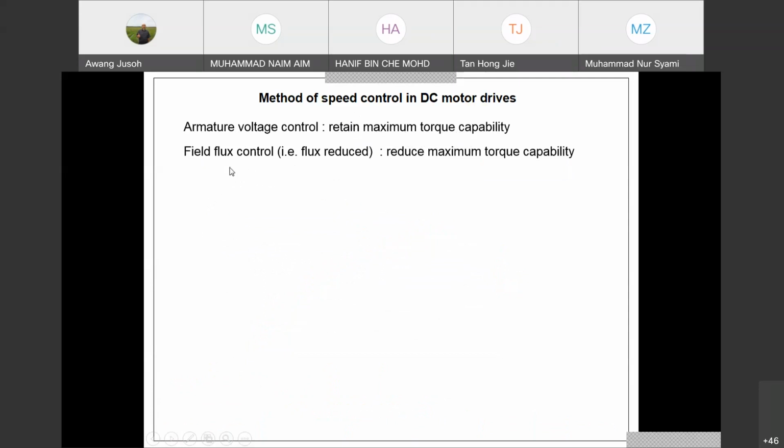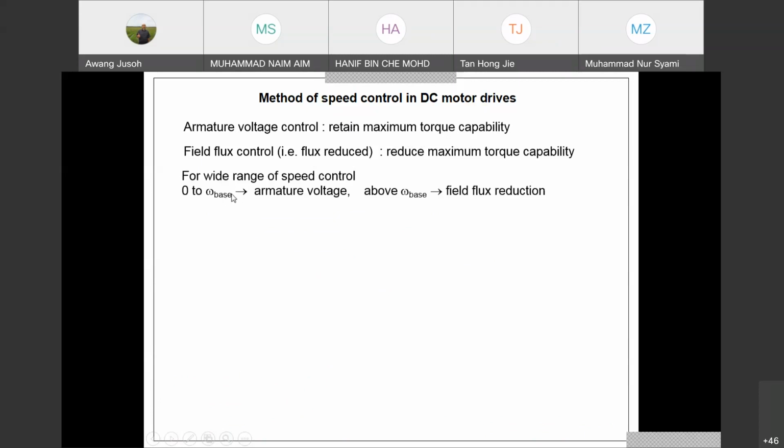Whereas in flux speed control, the motor cannot maintain its rated torque. The higher the speed goes, the lower the torque produced. That is the problem with this condition. For a speed system, this is the general background you want to know.